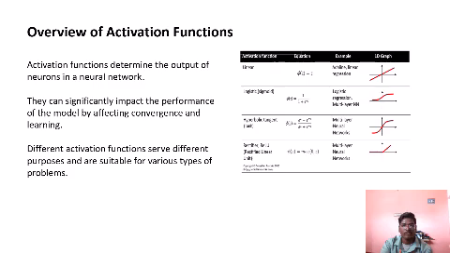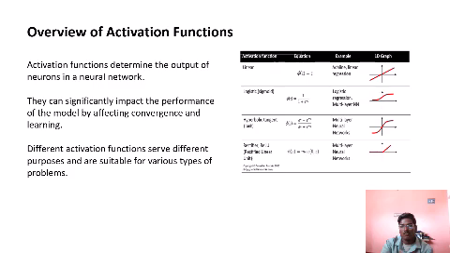Overview of activation functions. Activation functions determine the output of neurons in a neural network. They can significantly impact the performance of the model by affecting convergence and learning. Different activation functions serve different purposes and are suitable for various types of problems. Here are the activation function equations with examples as 1D graphs.